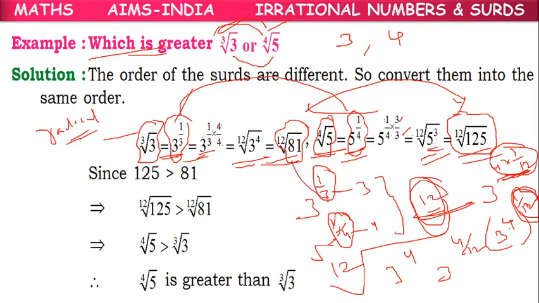We have to compare 81 and 125. So we know that 125 is greater than 81. So the 12th root of 125 is greater than the 12th root of 81. But the 12th root of 125 is the 4th root of 5, and the 12th root of 81 is the cube root of 3. So the 4th root of 5 is greater than the cube root of 3. Like this, after converting into the same order, we can compare the given radicands.